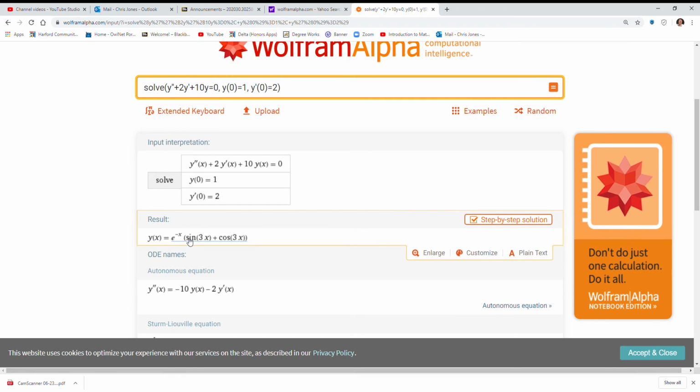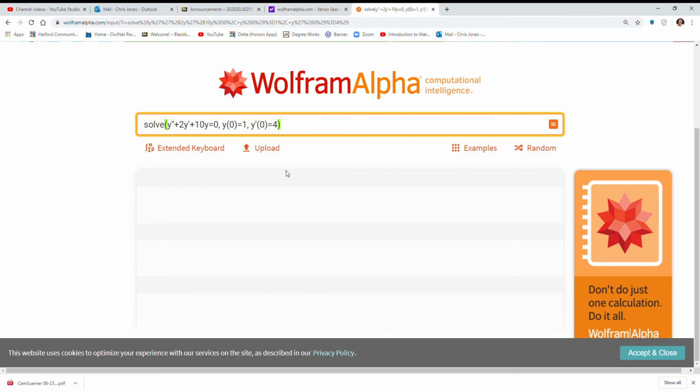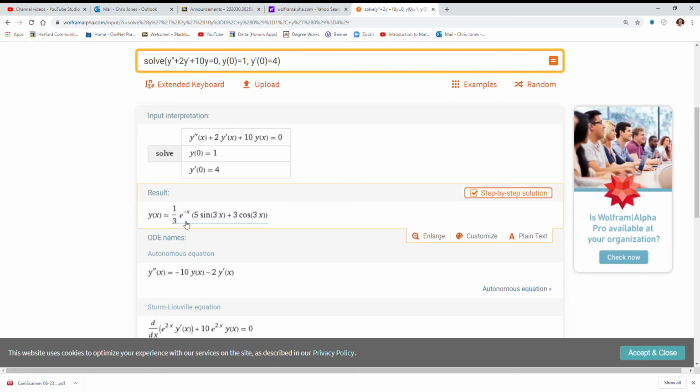So right away, it gives them both as 1 for C1 and C2. I'm going to change that just to make sure. So let's change this to 4 or something like that, because it's really weird that we got 1. All right, there it is. So that's pretty cool. You can solve it right away.